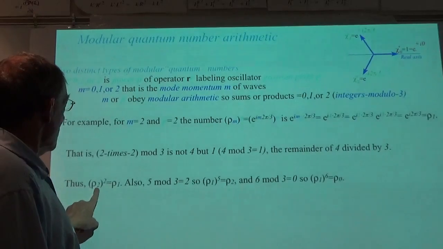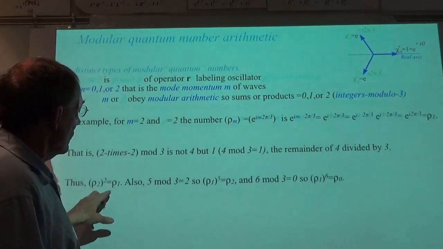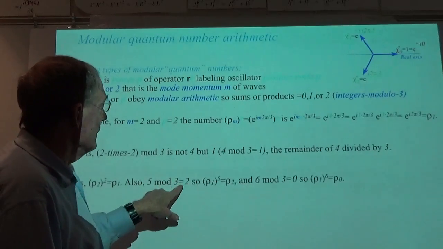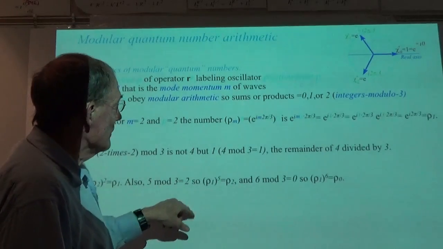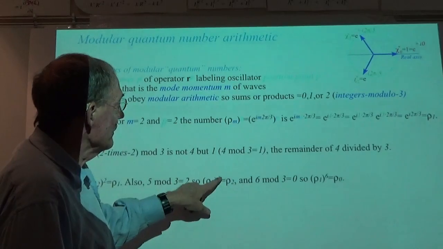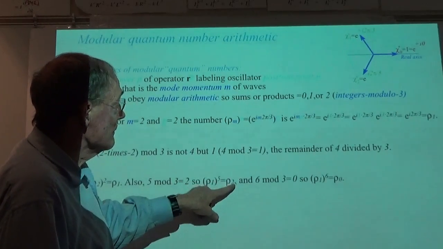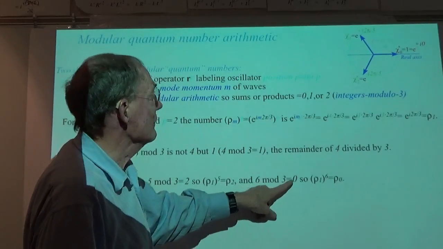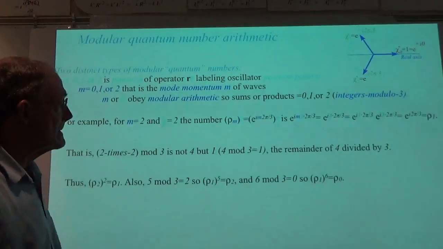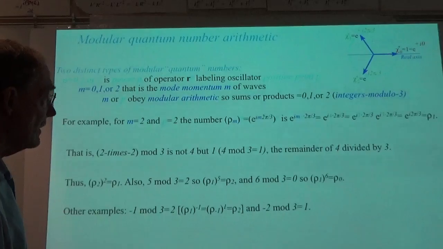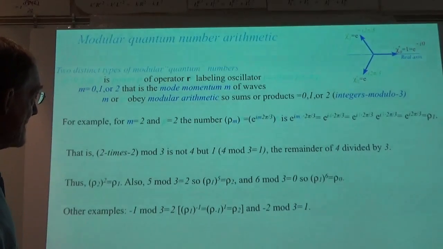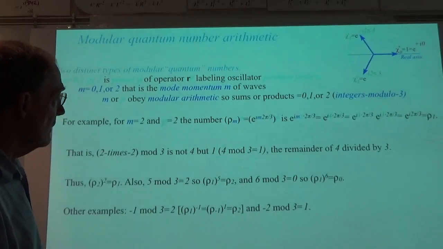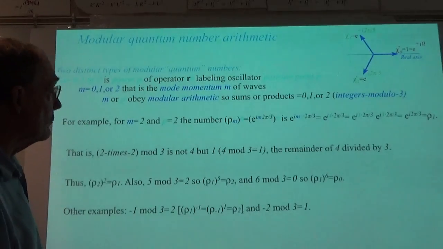Here's row 2 squared. We're talking about something that is 5 mod 3. That's 2. Be the fifth equal row 2. We're just talking about basically number 6 mod 3 is 0. Okay? All of that is something you've got to get used to. Minus 1 mod 3, that's 2, and so forth. Minus 2 mod 3 is 1.